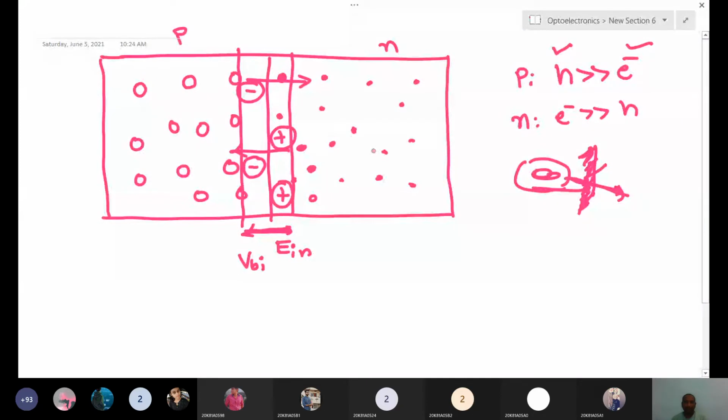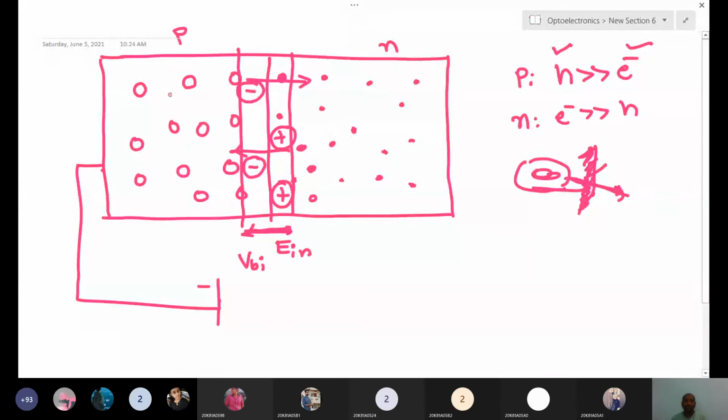Now if you want to send these electrons or holes from one side to the other, you have to apply forward bias or reverse bias. But in our case, photodiodes or photodetectors always work in reverse bias condition. Reverse bias means the negative terminal is connected to the P side and the positive terminal is connected to the N side. This is the reverse bias condition.